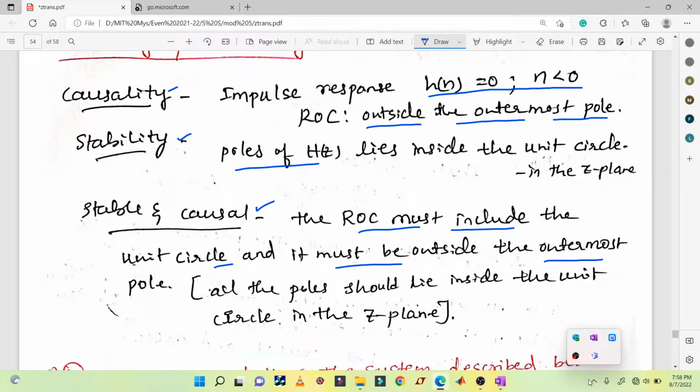So all the poles should lie inside the unit circle in the z plane. All the poles should be inside the unit circle, then only can we satisfy stability and causality for the same system.